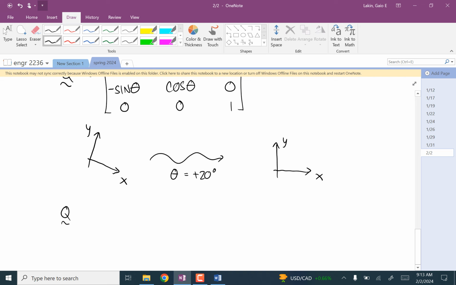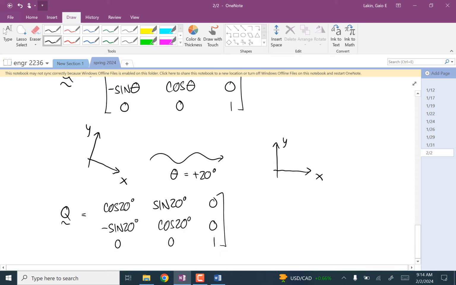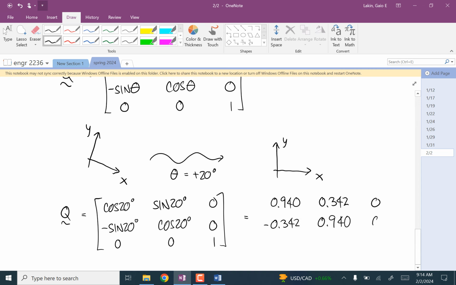And so our rotation matrix is cosine of 20, sine of 20, 0. Negative sine of 20, cosine of 20, 0, 0, 0, 1. And that comes out to be 0.940, 0.342, 0, negative 0.342, 0.940, 0, 0, 0, 1.